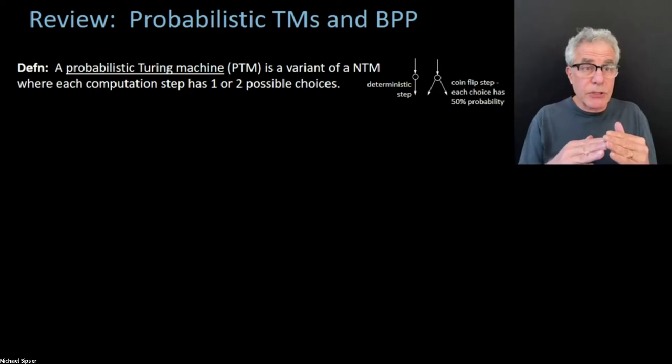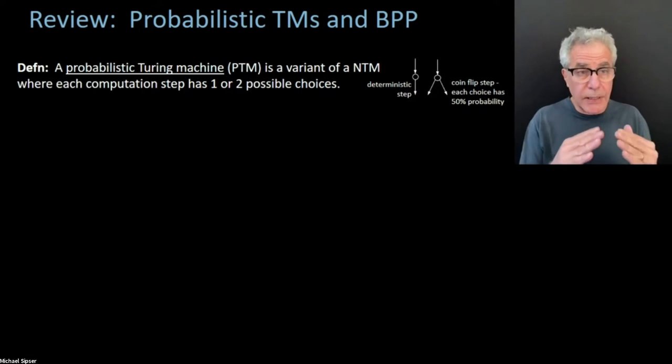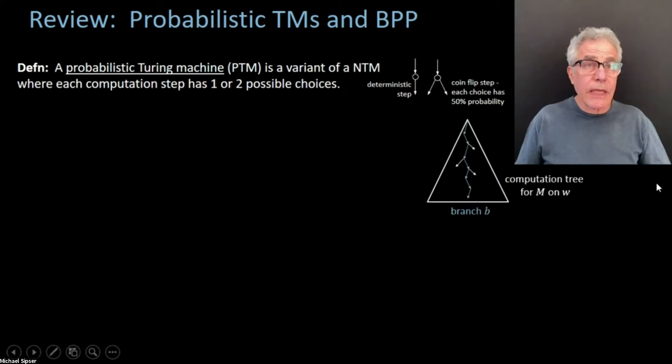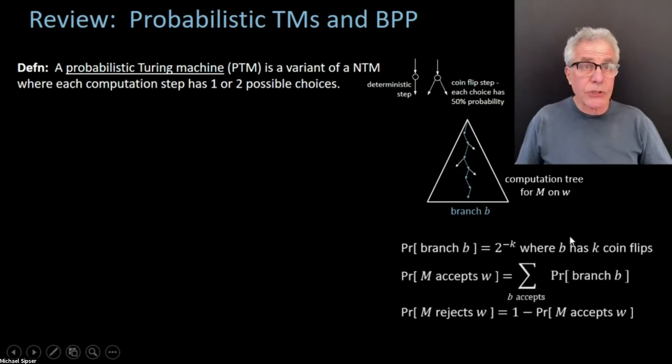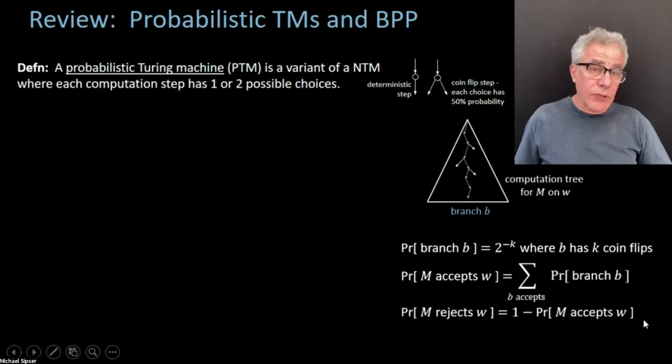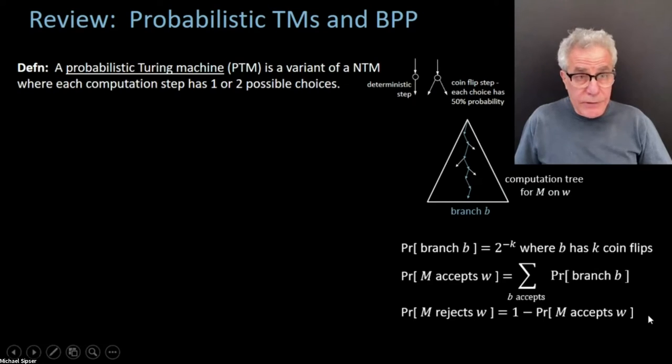And when the machine makes 2 choices, we actually think of there being a probability there, where the machine is tossing a coin to decide which branch to go on. So with that, there is a tree of possible branches, and the probability of some particular branch is going to be 1 over 2 to the number of coin tosses on that branch. And so we then use that to define the probability that the machine accepts, which is the sum over all of the probabilities of the accepting branches. And the probability that it rejects is 1 minus the probability that it accepts.